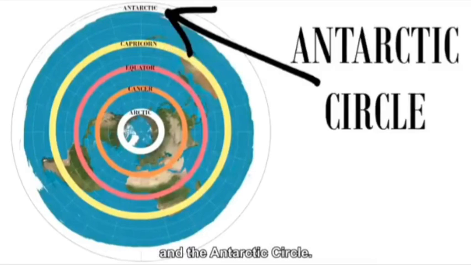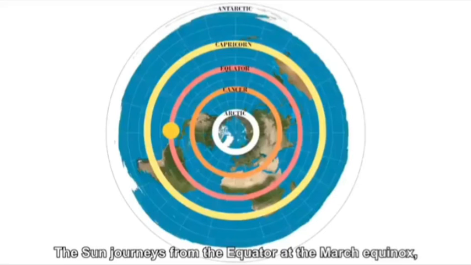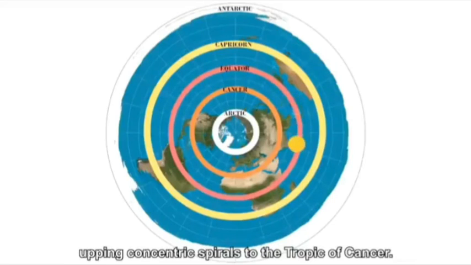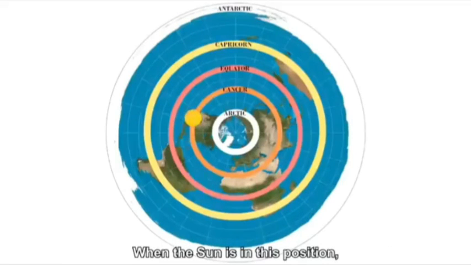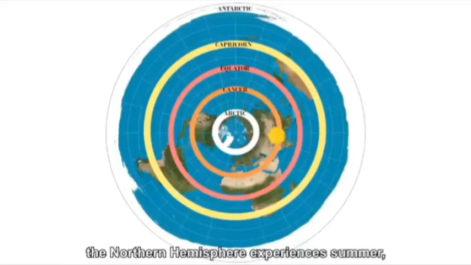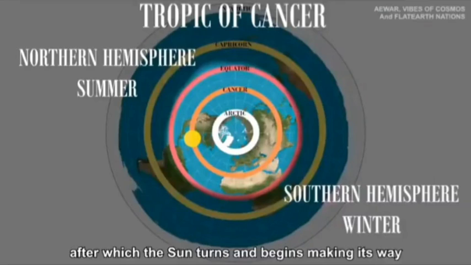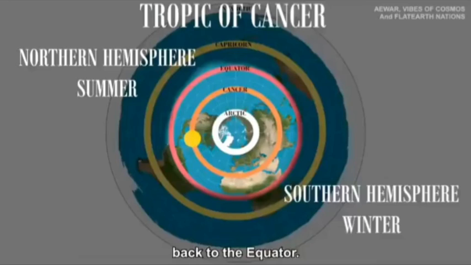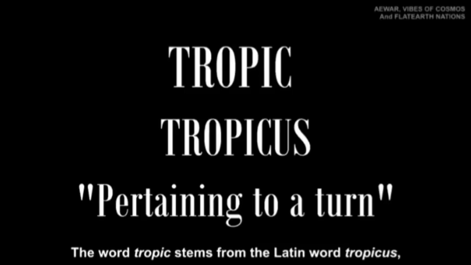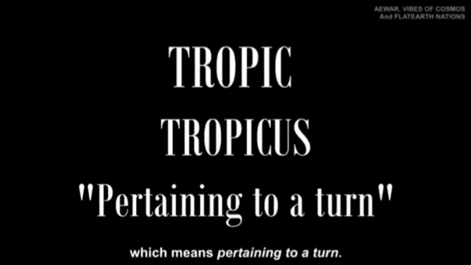And the Antarctic Circle. The sun journeys from the equator at the March equinox up in concentric spirals to the Tropic of Cancer. When the sun is in this position, the northern hemisphere experiences summer and the southern hemisphere experiences winter. After which, the sun turns and begins making its way back to the equator. The word tropic stems from the Latin word tropicus, which means pertaining to a turn.